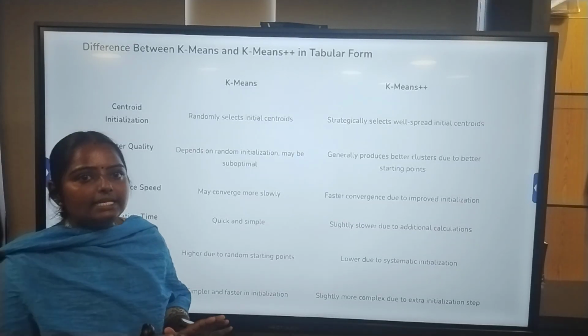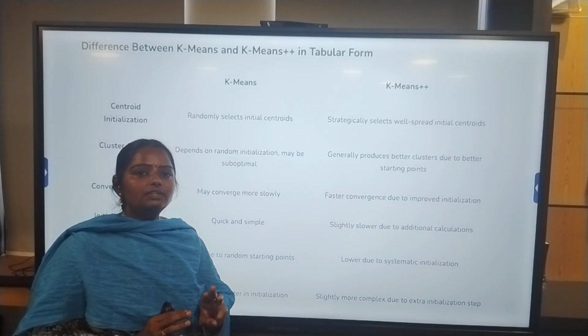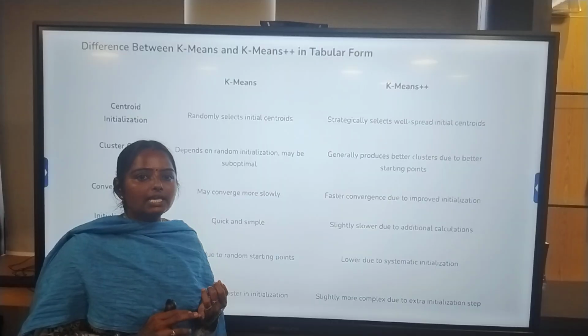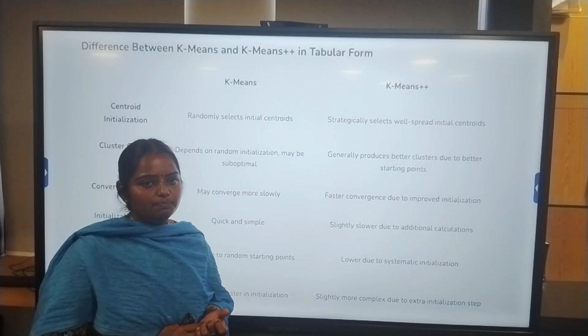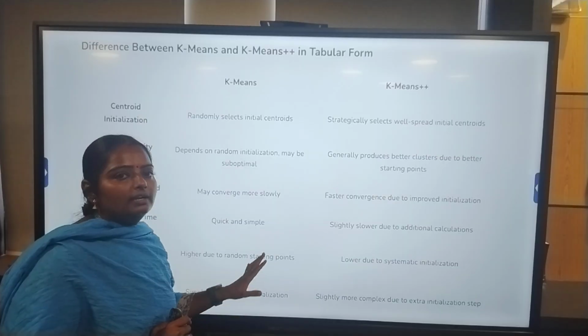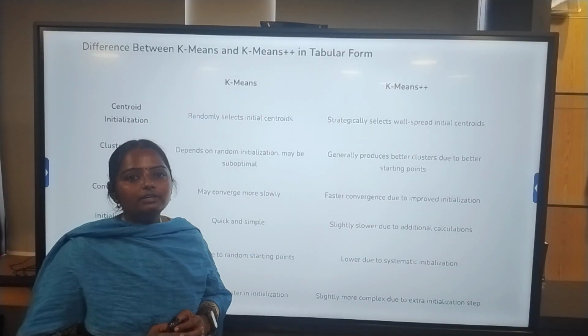So with this, let us conclude. We have seen 3 algorithms today: one is KNN, another one is K-means, and another one is K-means plus plus. These are the important contents available in your unit 2.